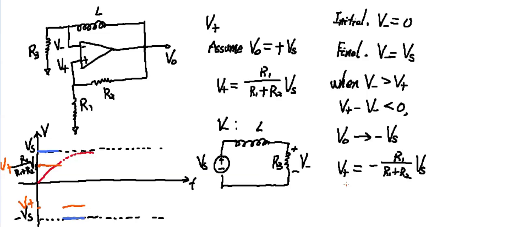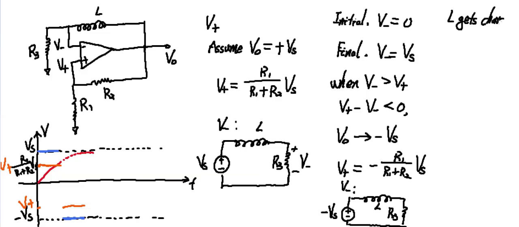Now let's look at the equivalent circuit for this R3 L circuit. So again, for V minus, the equivalent circuit is still a simple RL circuit. The only difference compared with the previous case is that the voltage source now becomes minus Vs. So the inductor gets charged in the opposite direction.